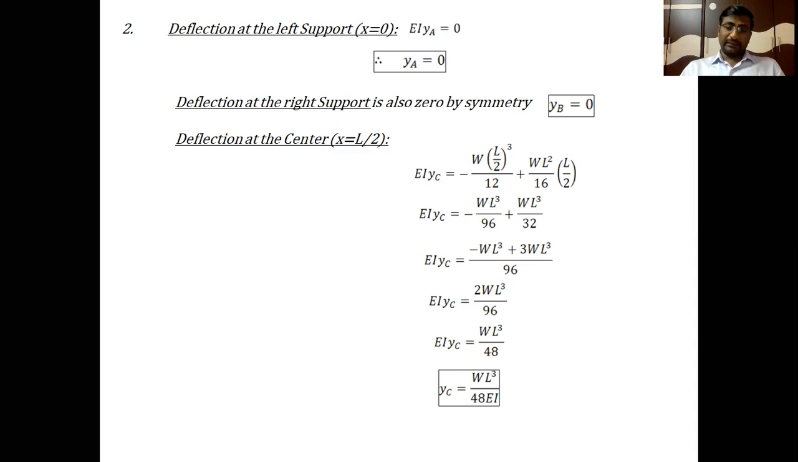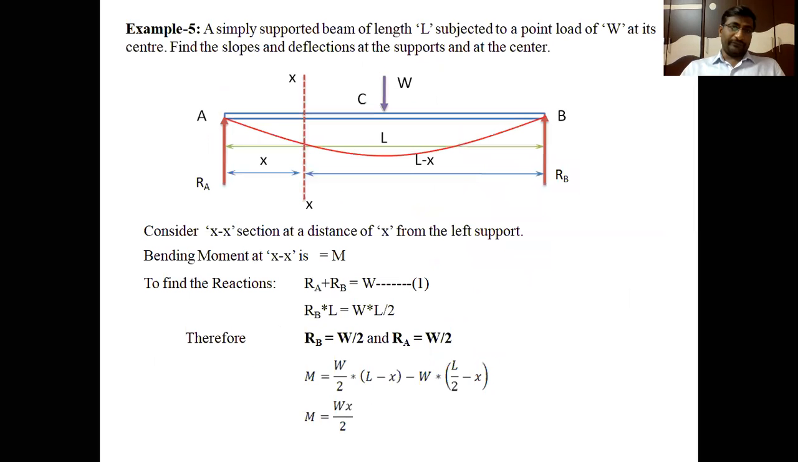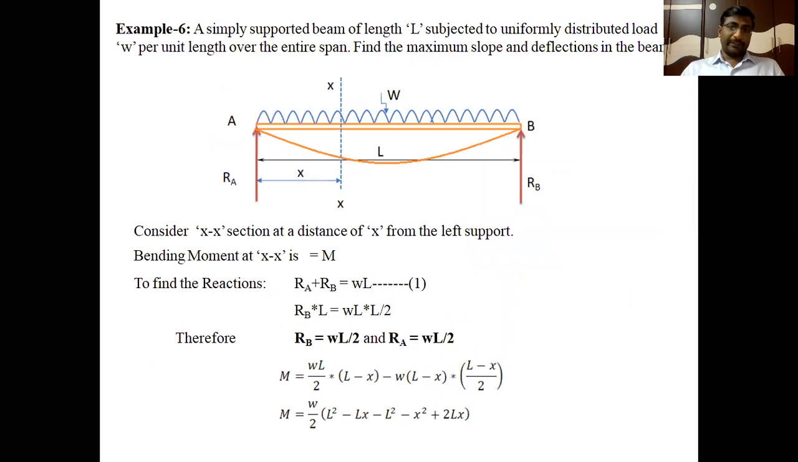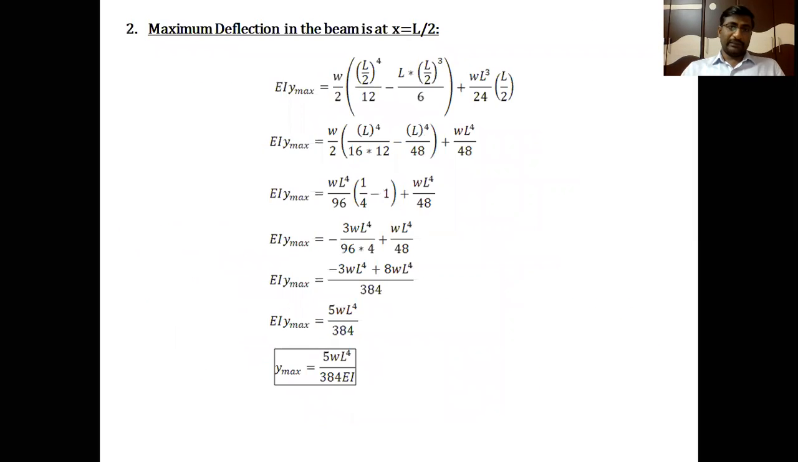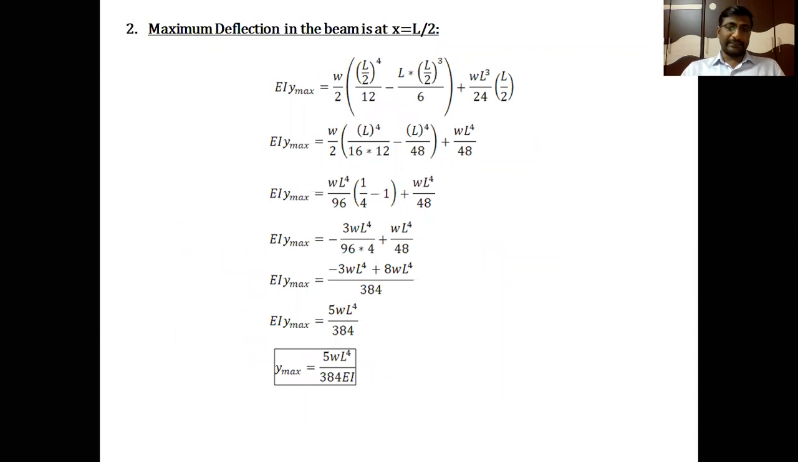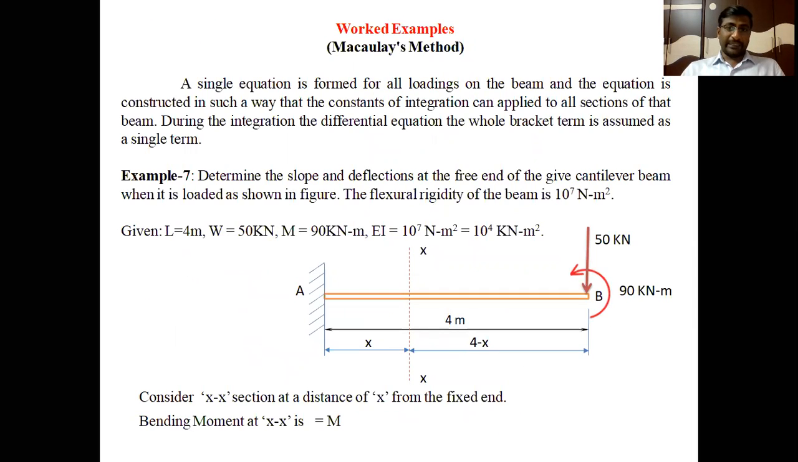Okay, this is the fifth example, I think so. In the next class, we'll go for the remaining problems, sixth example, seventh example. The seventh example is under Macaulay's method. Up to now, the sixth example is the double integration method, and the second method, Macaulay's method, we can use for multiple loads like this.